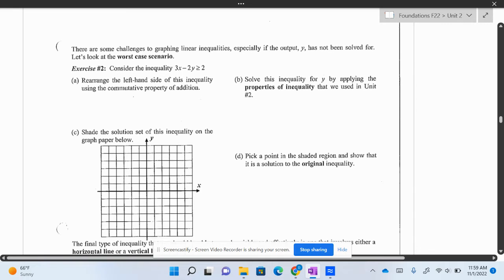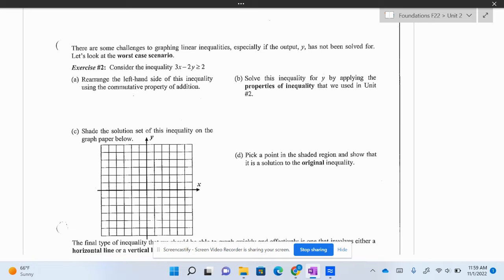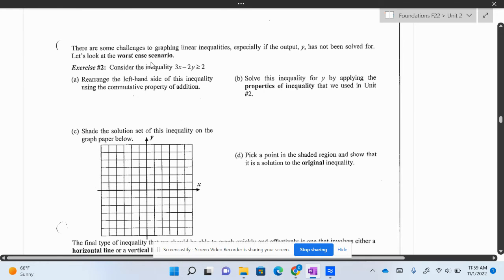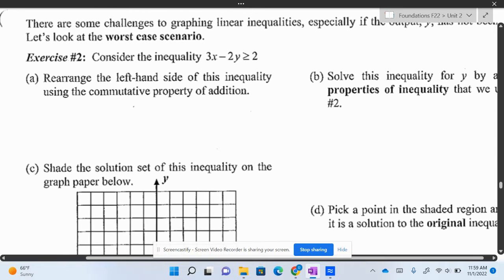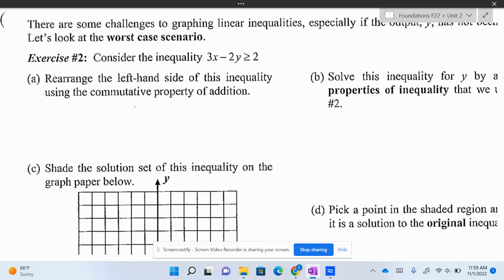There are some challenges to graphing linear inequalities, especially if the output has not been solved for, meaning you have to solve for y. So this is just what we did yesterday. We're going to look at this inequality, 3x minus 2y, a little bit more practice from yesterday, and we have to solve it. So 3x minus 2y is greater than or equal to 2.